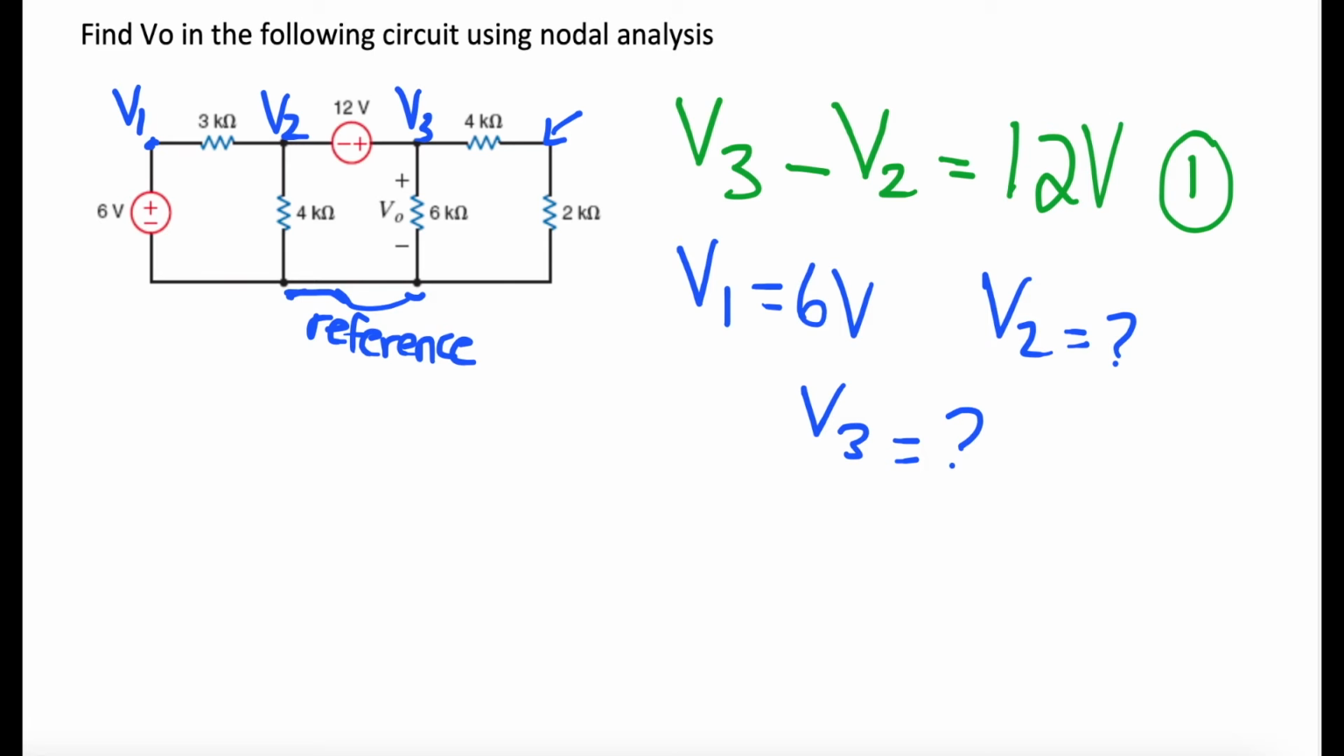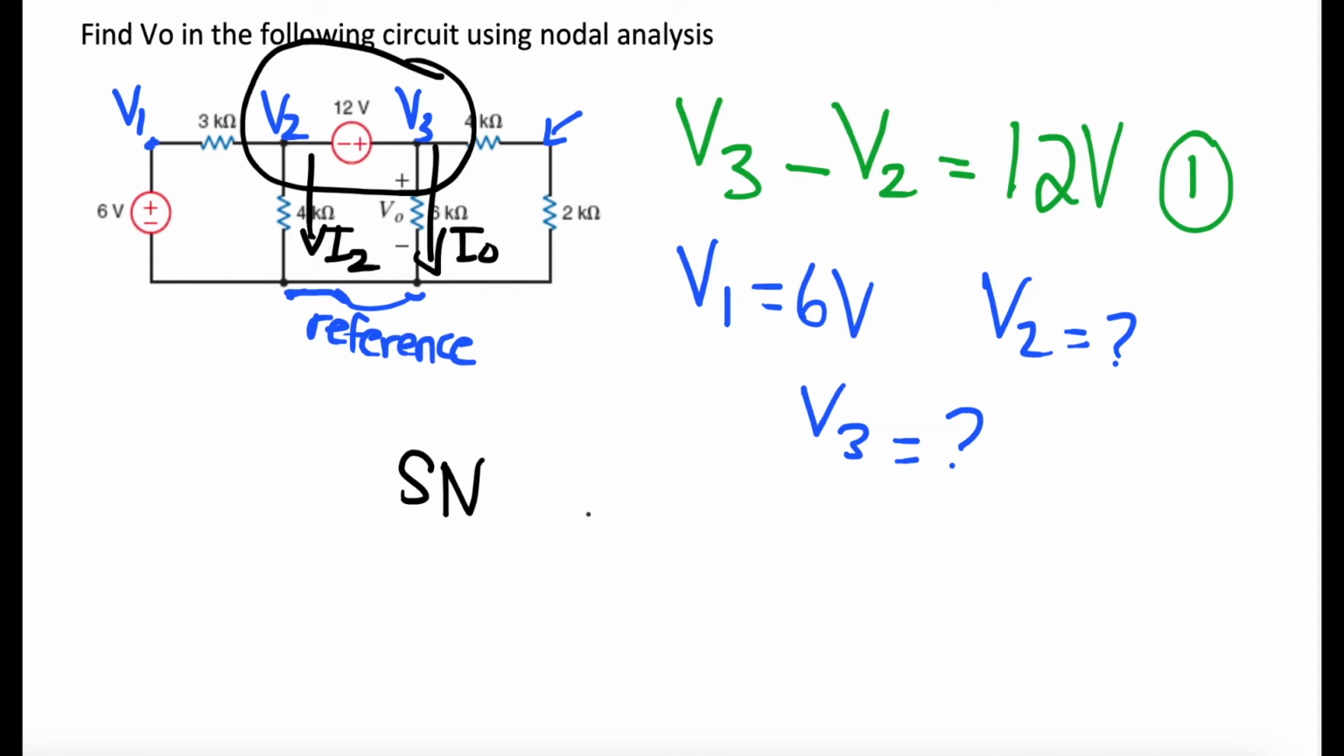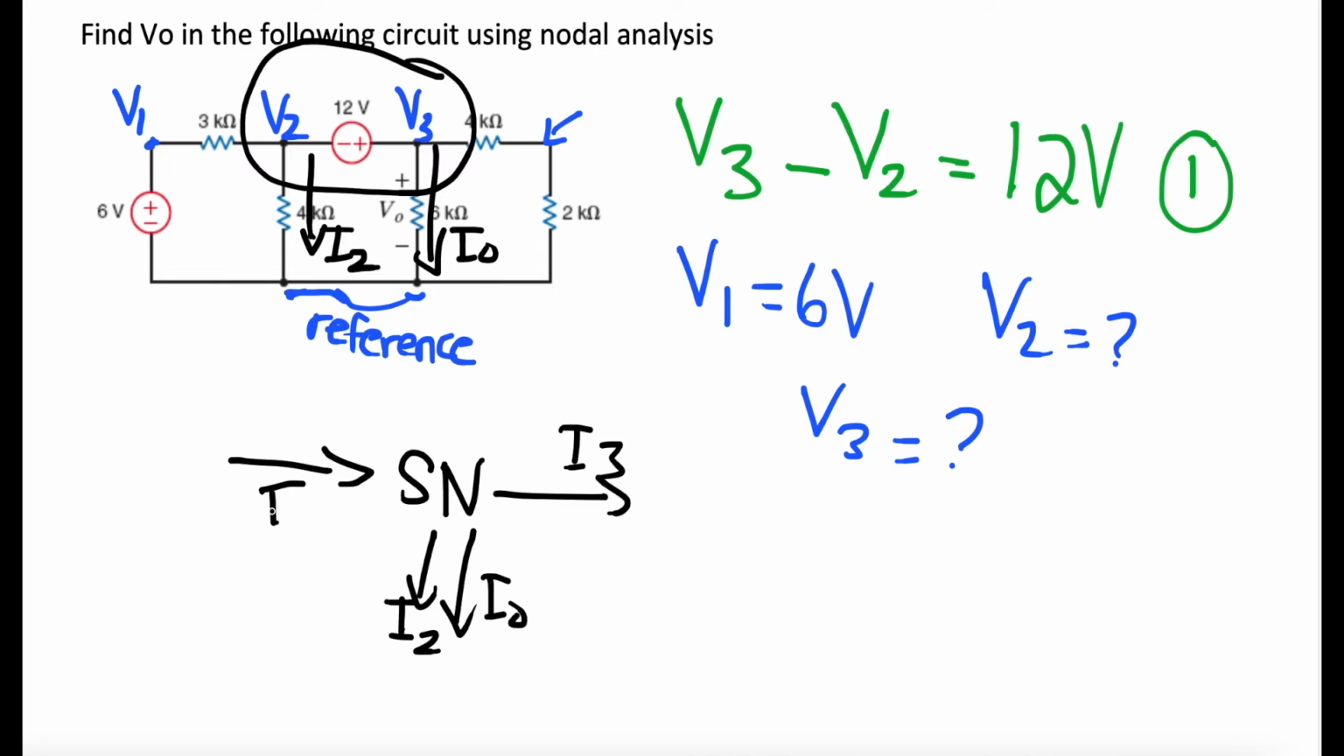Now, if you remember about supernodes, we can connect these 2 nodes together if there's a voltage source in between them, and then connect these 2 current sources going down. So if you have I2 and I0 coming down, we can connect these essentially. So we have a supernode in the middle, we have I3 coming this way, we have I0 coming down, and we have I2 coming down from the same node, and we have I1 coming in, right?